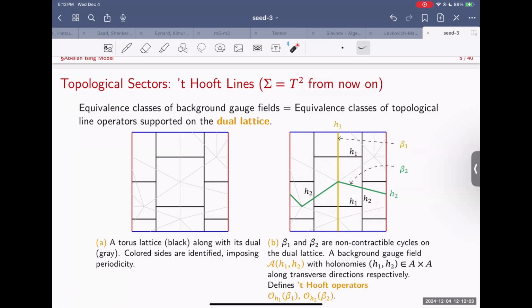Now, this connection can be characterized by putting two line operators on the dual lattice. These line operators are supported on the non-contractible cycles beta 1 and beta 2 of my dual lattice sigma check, and they are labeled by the two holonomies H1 and H2. The idea is that whenever an edge of the original lattice intersects with a topological line, I label that edge with H1, because this line was labeled by H1. Similarly, this intersects this edge, which is therefore labeled by H2. So basically, the information of this background connection that has holonomies H1 and H2 is equivalently encoded in line operators supported on the non-contractible cycles of the dual lattice, labeled by the holonomies.